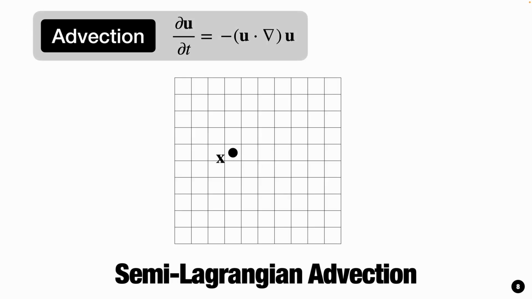For the advection step, we use the semi-Lagrangian advection. Consider updating the velocity value at point x. Assuming that we can query the velocity value u star there, we can estimate where this point is advected from. We then query the velocity value at that point and copy back to the original evaluation point x to update the velocity field.